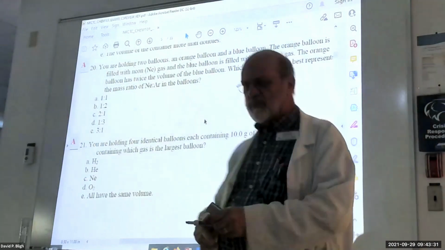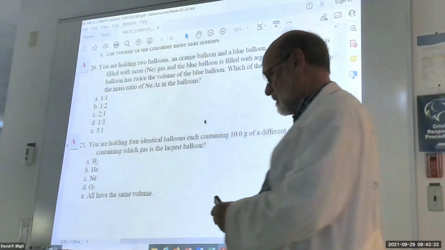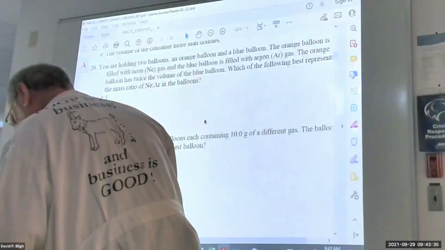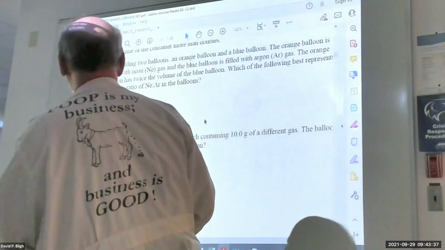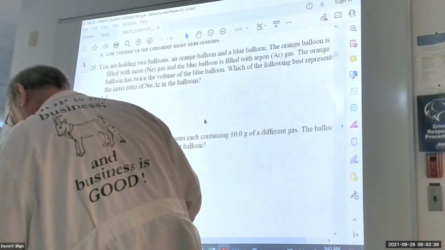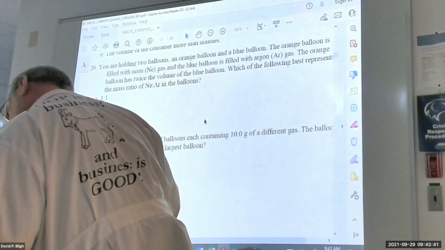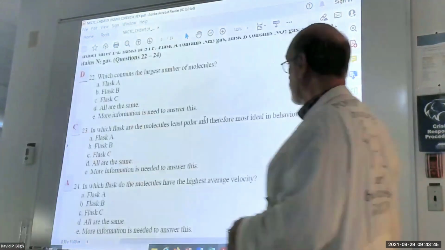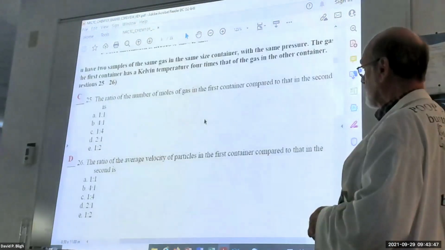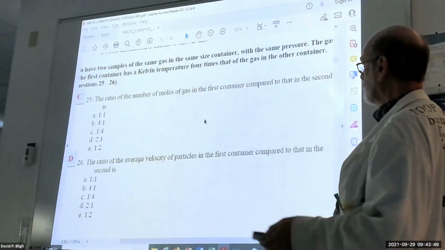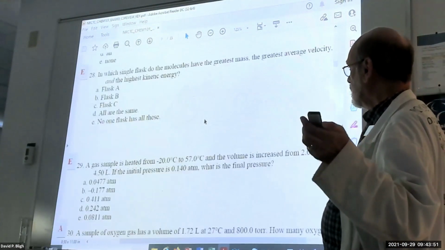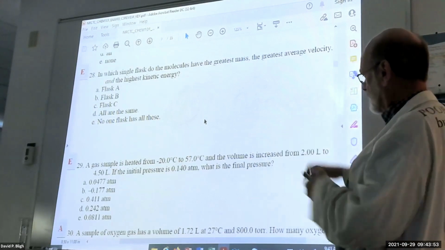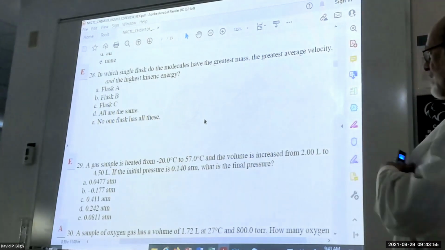It always helps to draw pictures. Let's see, 1820. Oh, that was 20. 29. Let's see if I can page down to 29. Come on. Yep. Just barely caught it at the bottom.